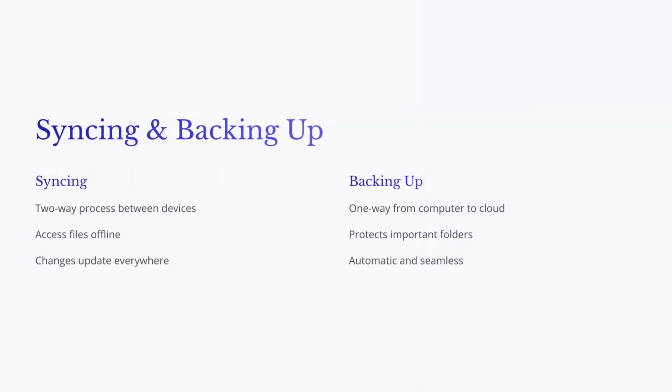Sync: keep selected Dropbox files available on your computer, access even offline. Backup: automatically back up specific folders from your computer to Dropbox, e.g., desktop, documents. Two-way process. Sync pulls files from Dropbox to computer. Backup pushes files from computer to Dropbox.